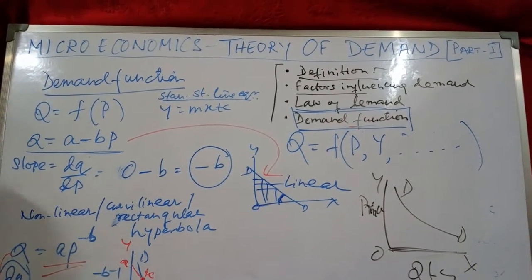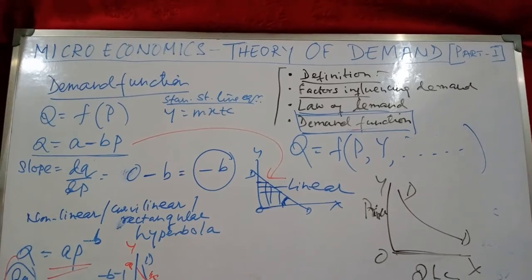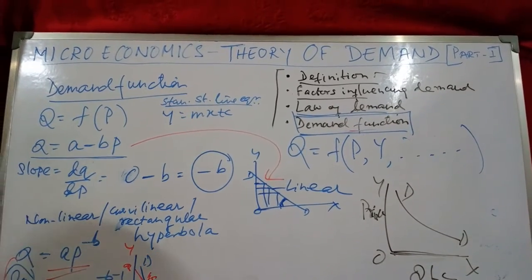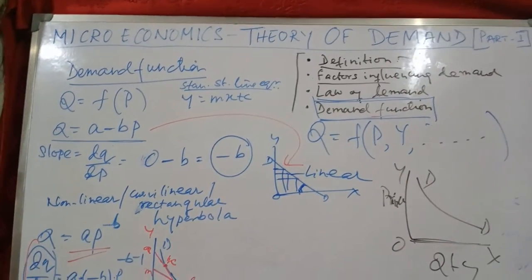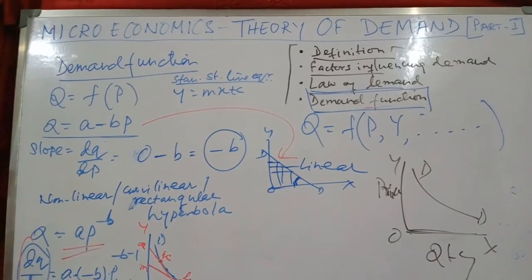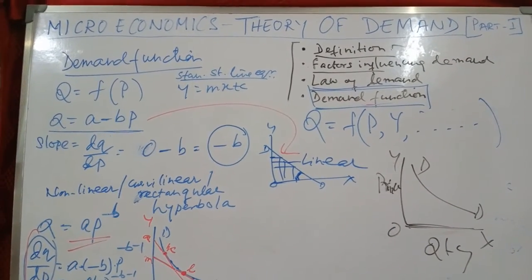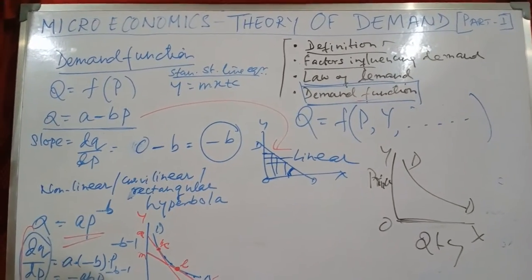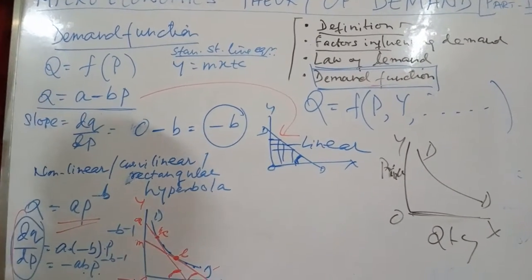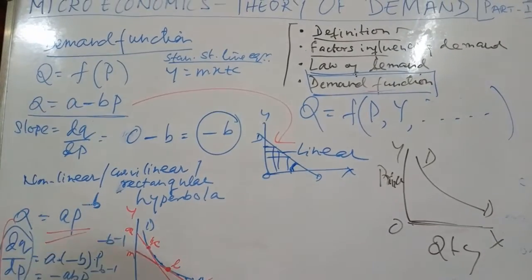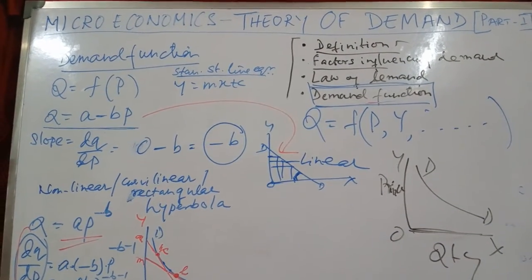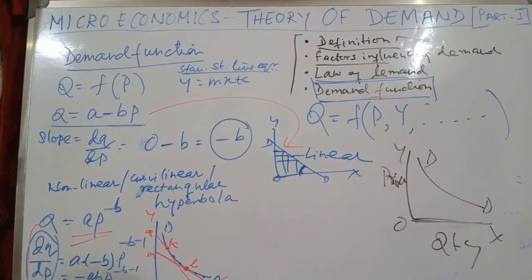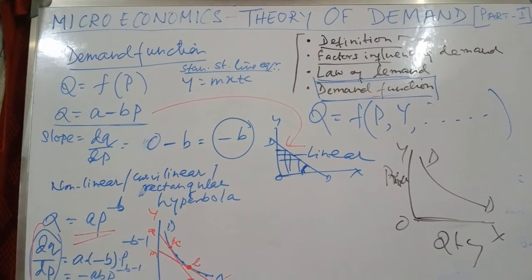And during deflation, the opposite thing happens. That is, price is falling continuously, and the consumer thinks that he or she will purchase when the commodity becomes much cheaper. So he or she postpones the purchase. So in that case, as price falls, quantity demanded also falls. Right? So these are the exceptions to the law of demand.